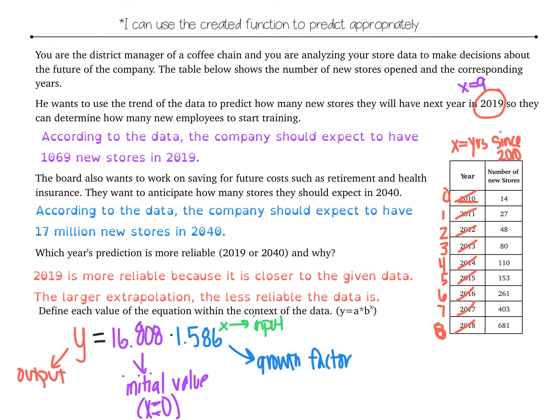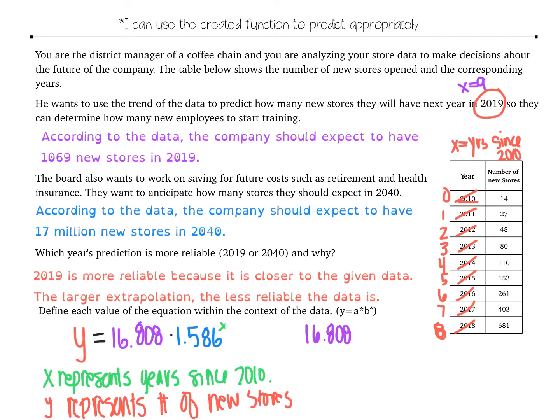Hopefully you remember that. So within the context of this, what do those different values represent? Well, the x and the y are the easiest. x is just years since 2010, and y is going to be the number of new stores. The 16.808 is that initial value. So that is going to represent the number of new stores they had in 2010, because it's the initial value. So number of new stores when x equals 0, which is the year 2010.